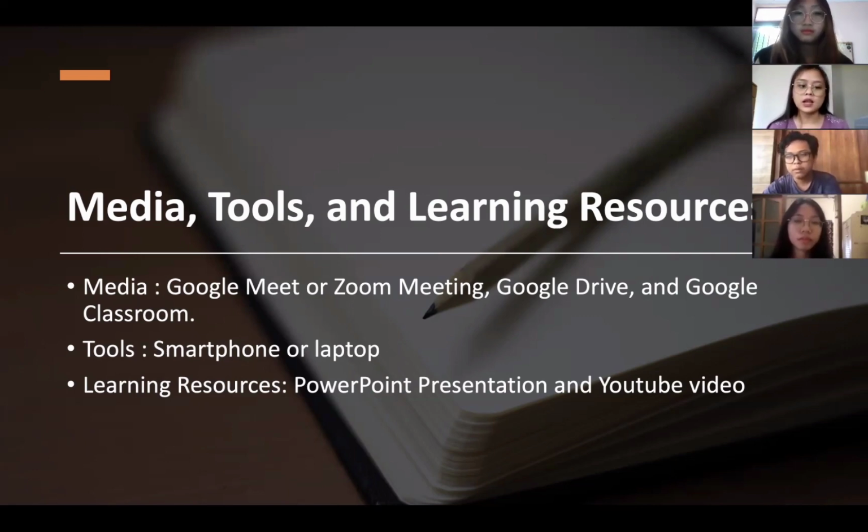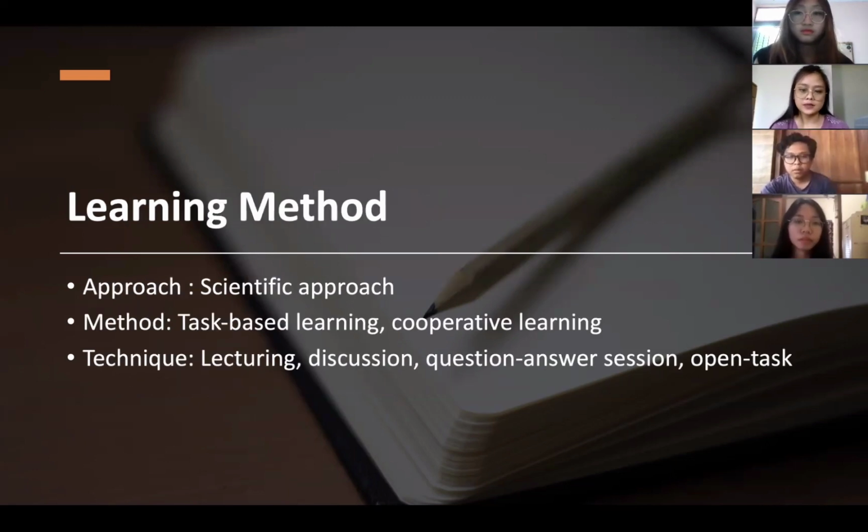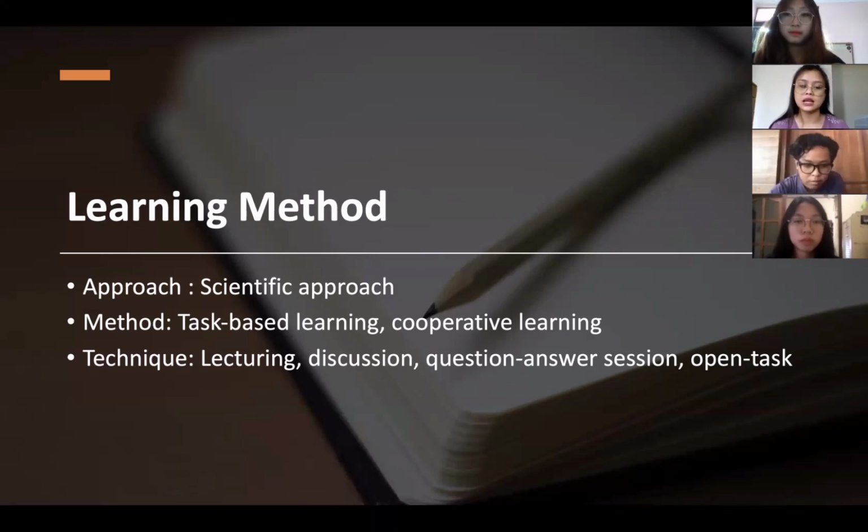And then the learning method that we use in this design is a scientific approach. A scientific approach is a learning method that focuses on students developing the concept of thinking scientifically. Students are more active in teaching and learning activities. Through this method, students are able to learn science according to fact through several steps such as observing, questioning, collecting data, conducting analysis, making conclusions, and communicating the ideas.